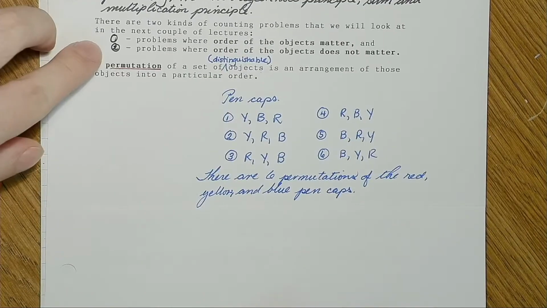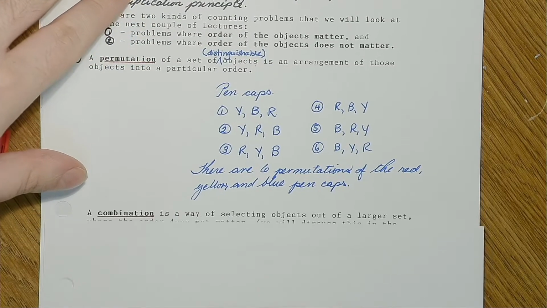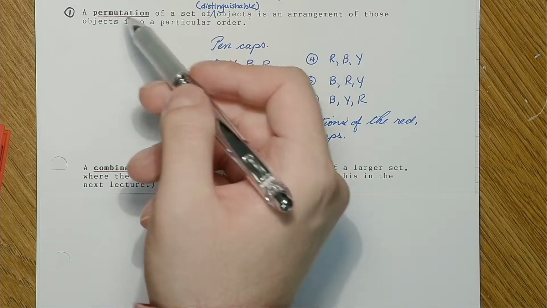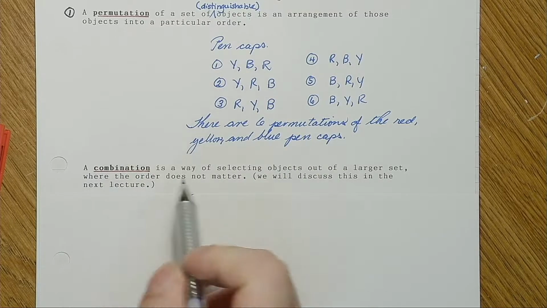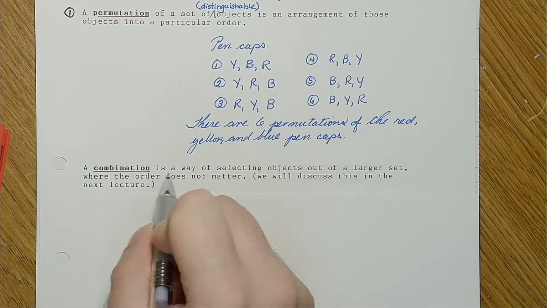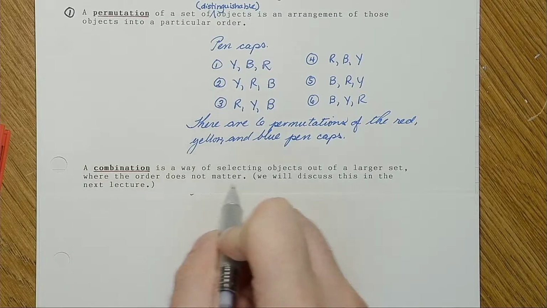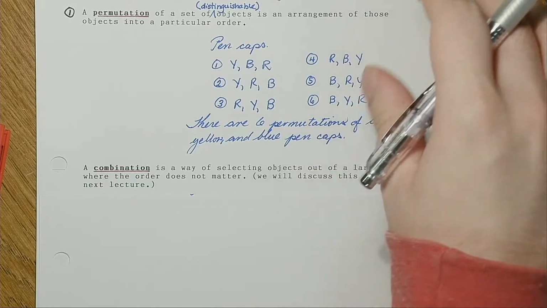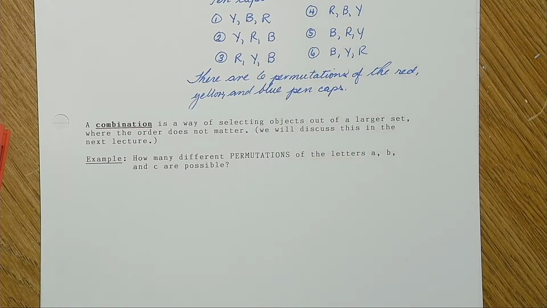The other one that we had up here, which was problems where the order of the objects does not matter, is what we call a combination. So a permutation is where the order matters, and a combination is a way of selecting objects out of a larger set where the order does not matter. This is something that we'll discuss in the next lecture. So we can move on to our example.